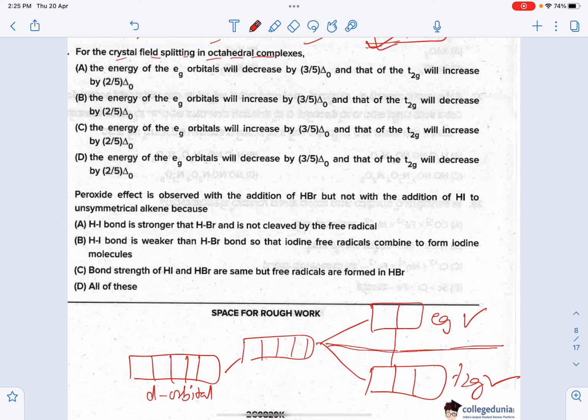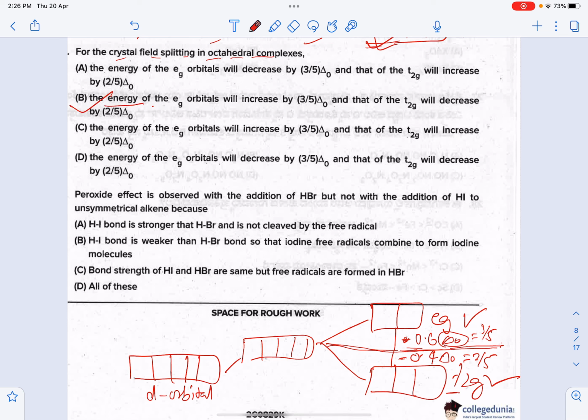We can see that this is the barycenter. Above the barycenter the value is 0.6 and below it the value is 0.4 dq, or you can say delta. The energy of T2G decreases by 0.4 and the energy of EG increases by 0.6. When you calculate, this is equal to 3/5 and this is equal to 2/5. These are the same thing. So according to this, our correct option will be B.